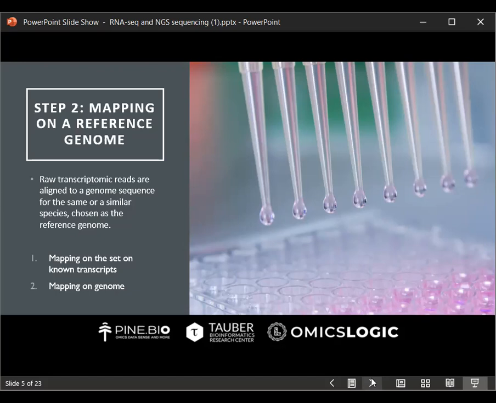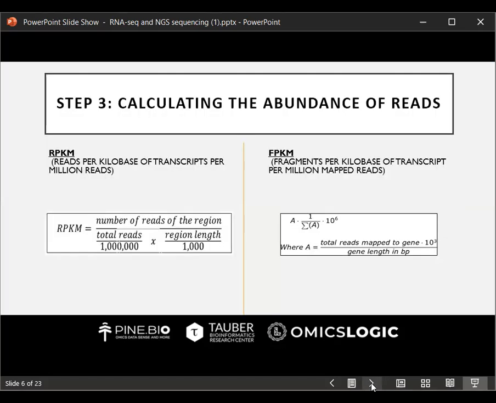Now, the algorithms at the T-Bioinfo server that helped us do this were TopHat2, HISAT, and Bowtie. These all can be used to map on a reference genome. Cufflinks is also another algorithm that uses the genome alignment map and junction reads that are identified by TopHat to assemble the transcripts. So then we come to the next step, that is the calculation of abundance of reads.